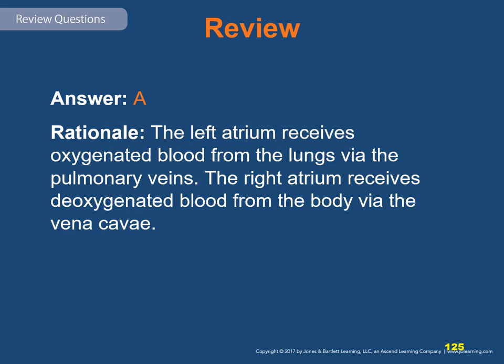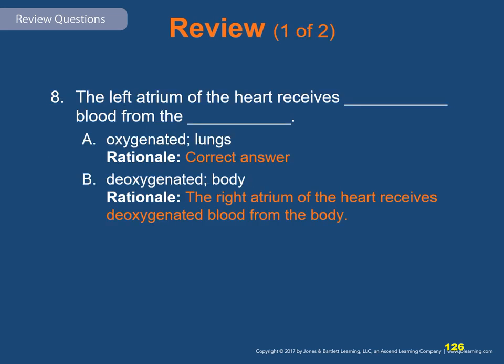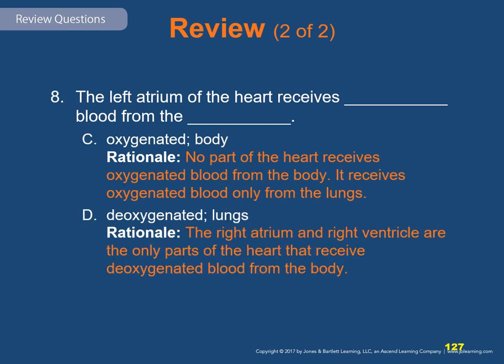The answer is A. The left atrium receives oxygenated blood from the lungs via the pulmonary veins. The right atrium receives deoxygenated blood from the body via the vena cava. I'm not going to explain why the wrong answers are wrong, because you need to concentrate and focus on which one is right, which is A. The left atrium of the heart receives oxygenated blood from the lungs. And this is the rest of number 8, which I'm not going to cover.